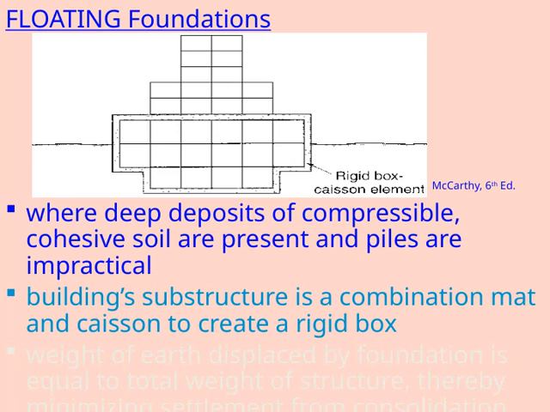Let's talk about floating foundations. These are used in situations where deep deposits of compressible and cohesive soil are present, and installing piles isn't practical. Instead of relying solely on piles, the building's substructure is designed as a combination of a mat and caissons, essentially creating a rigid box. This design helps distribute the load more evenly.